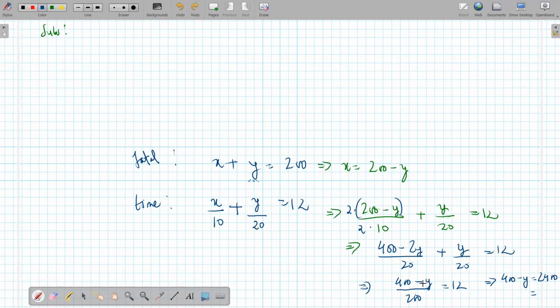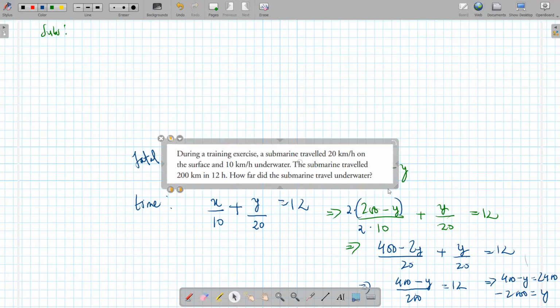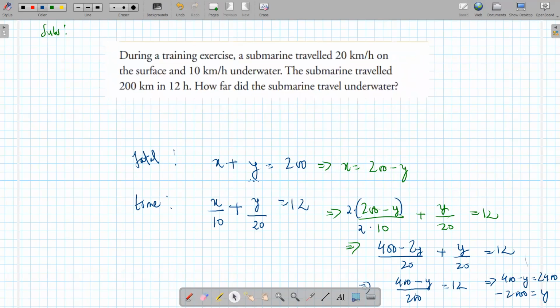Negative y plus y is negative y. 12 times 200 is 2400. This gives here 400 minus 2400 will give me negative 2000. But we know that distance cannot be negative, right? So let's see if we did this right. X plus y is 200. That makes sense. Distance over speed. X over 10 plus y over 20 is 12. That makes sense as well. So these two are good.